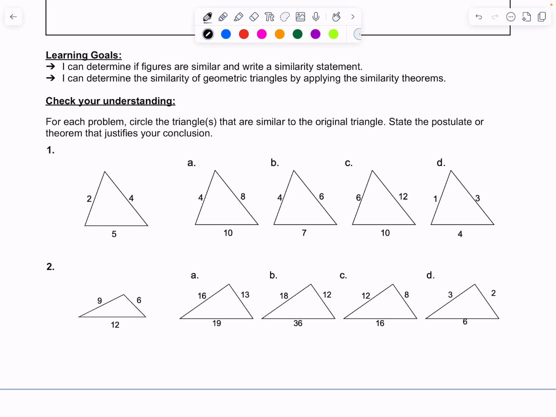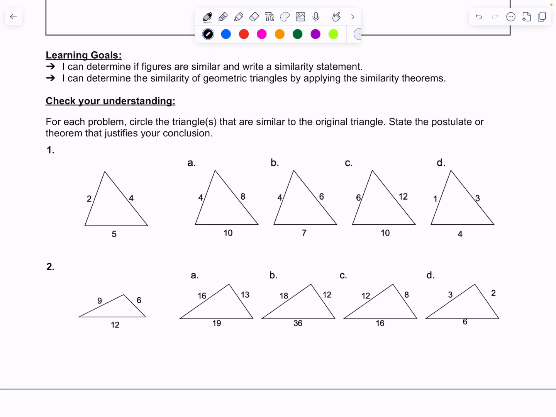All right, so I'm going to start with number one. It says for each problem, circle the triangles that are similar to the original triangle. State the postulate or theorem that justifies your conclusion. All right, so in this first one, we have side lengths 2, 4, and 5. So based on what they've given me, I'm trying to use side-side-side similarity. So if I can find a triangle that has the same ratio or proportion for each of these corresponding sides, then that would be the one that is similar.